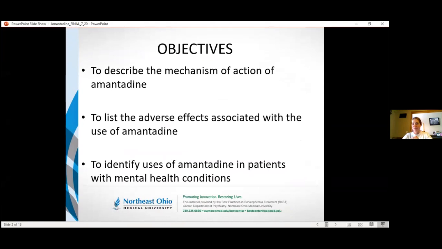So what might this be useful for? How does it work? And then can patients tolerate it? Because if they can't, then maybe we can't see other uses. And then we're going to look at a little bit of a broader picture of some of the places where amantadine's been used.